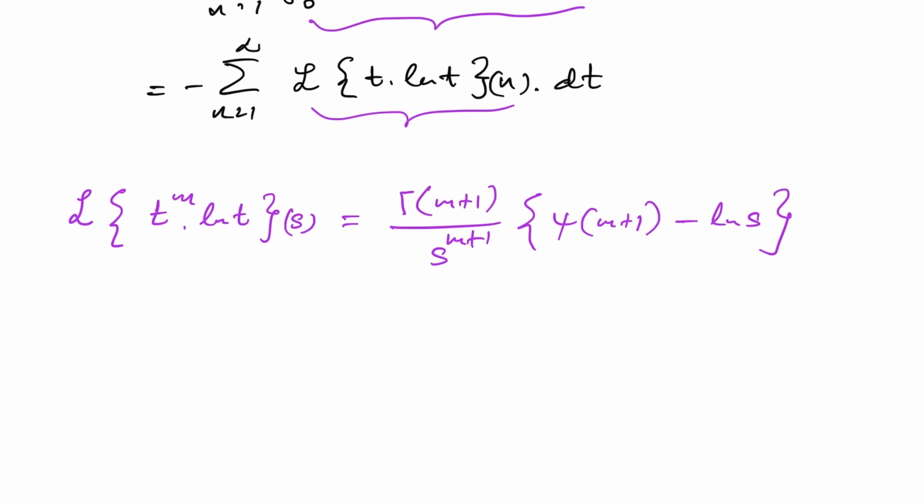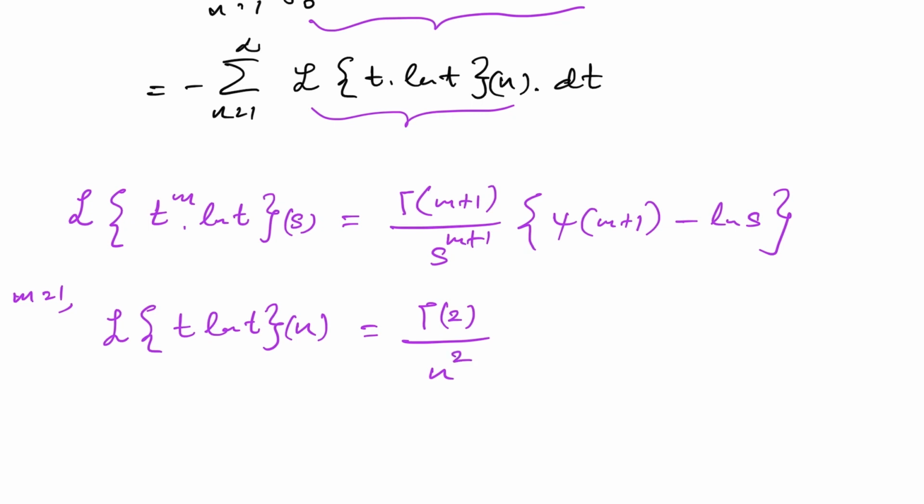So when m is equal to 1, we have the Laplace transform of t times natural log of t. So here we have gamma of 2 over n to the power 2 times digamma of 2 minus natural log of n. Gamma of 2 we know is 1, so 1. Here digamma of 2, over n squared.